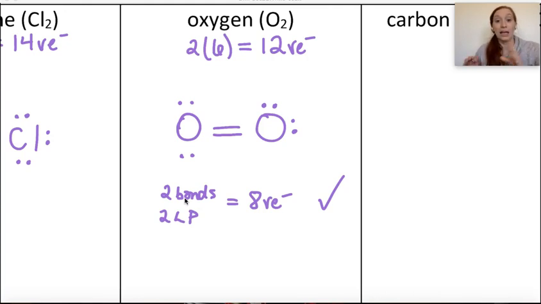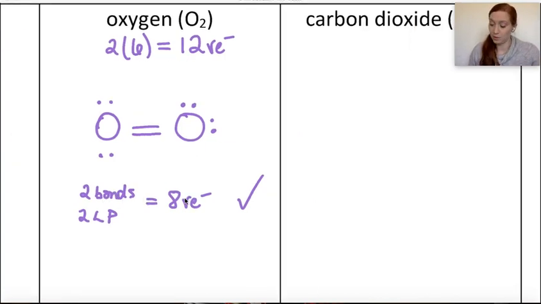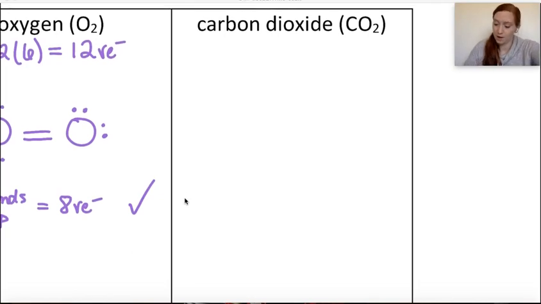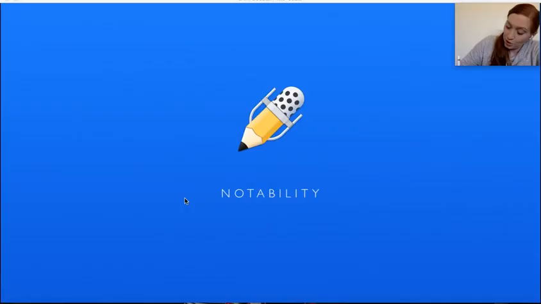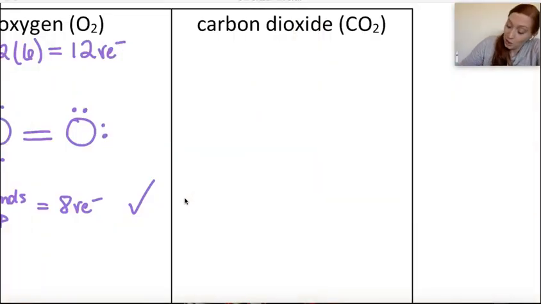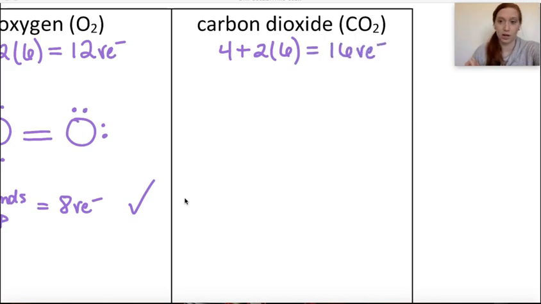So again, if you've placed all your electrons and you can't reach a full valence shell for all of your atoms, then we want to rearrange some lone pairs and place them as multiple bonds. Let's do another example of that, looking at carbon dioxide. Carbon has 4 valence electrons because it's in group 14, and 2 oxygens have 6 each. I've got 16 valence electrons to use in this structure.